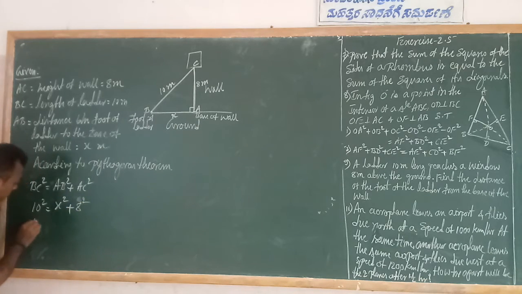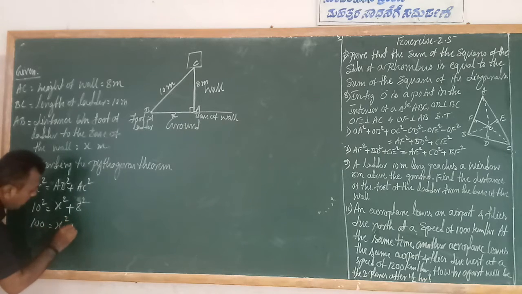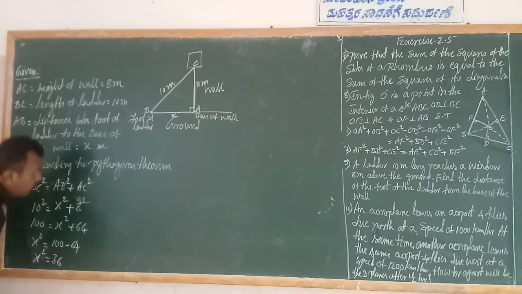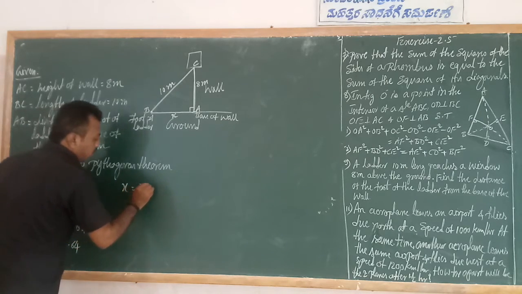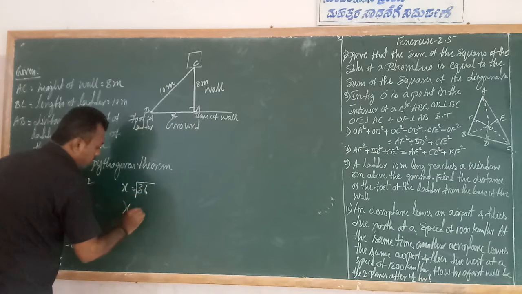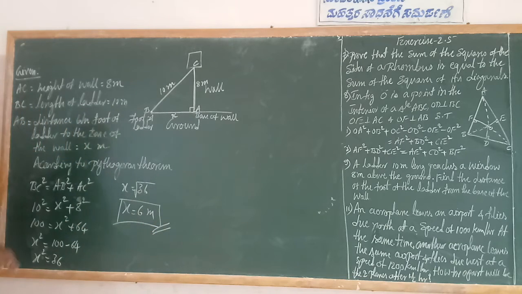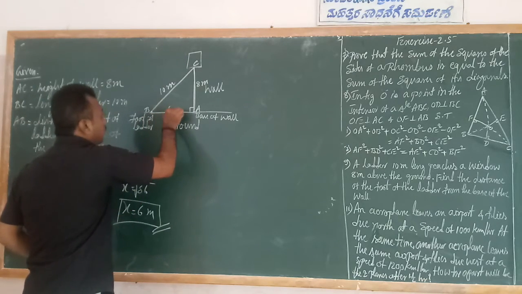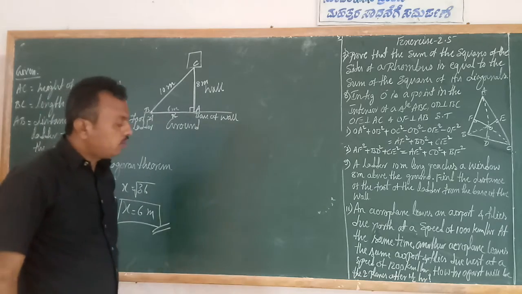So now 10 square means 100 is equal to x square plus 8 square means 64. So x square is equal to, we send 64 to the LHS side, it becomes minus 64. Therefore x square is equal to 36. Therefore x is equal to the square root of 36, which is 6 meter. Therefore, the distance between the foot of the ladder and the base of the wall is 6 meter. Understand students? So like this we want to calculate it.